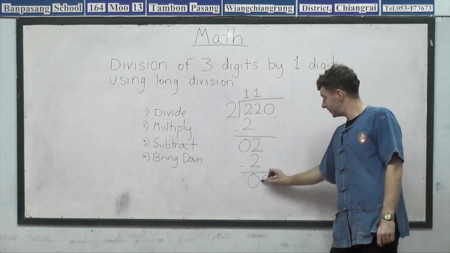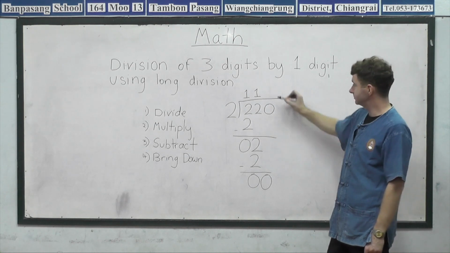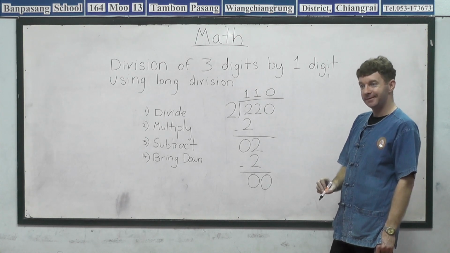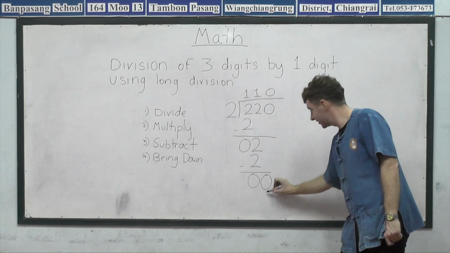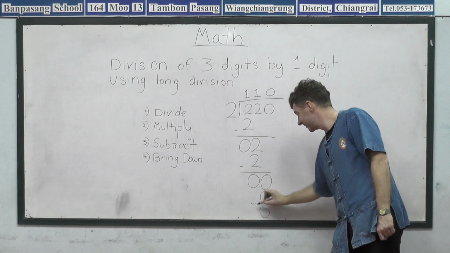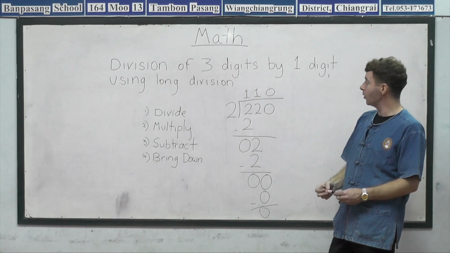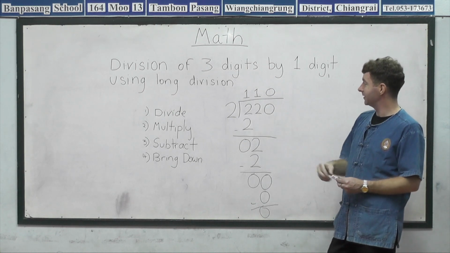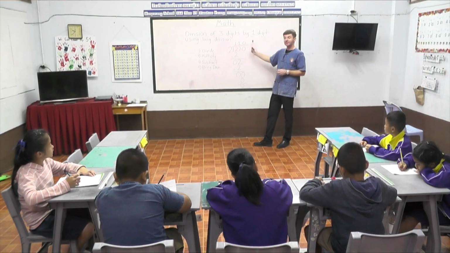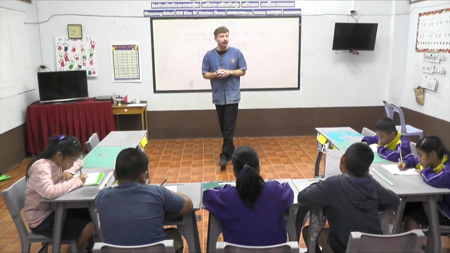So, we bring down 0, and we can say 2 times 0 equals 0. 0 minus 0 equals 0. So guys, we have our answer. 220 divided by 2 equals 110. So there's your first problem worked out. If you need any help with any others, let me know.